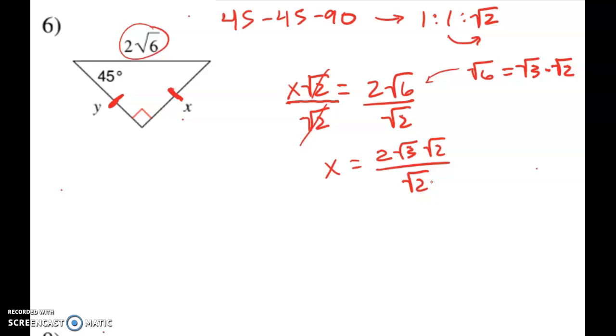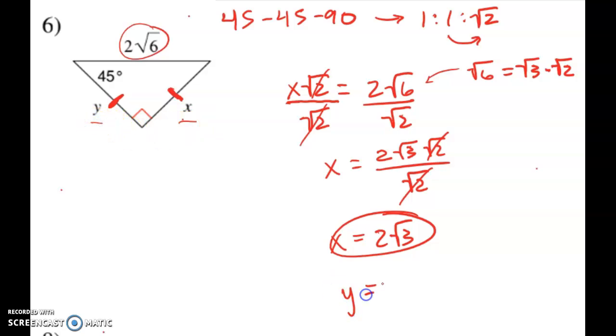And that's nice because it allows us to cancel our root 2's, and we don't actually have to rationalize because our square root gets canceled out anyways. So simplify and I end up with 2 times square root of 3 for my x. Nice thing is it's a 45, 45, 90, so whatever x is, y is also. So y is that same exact value, and we're done.